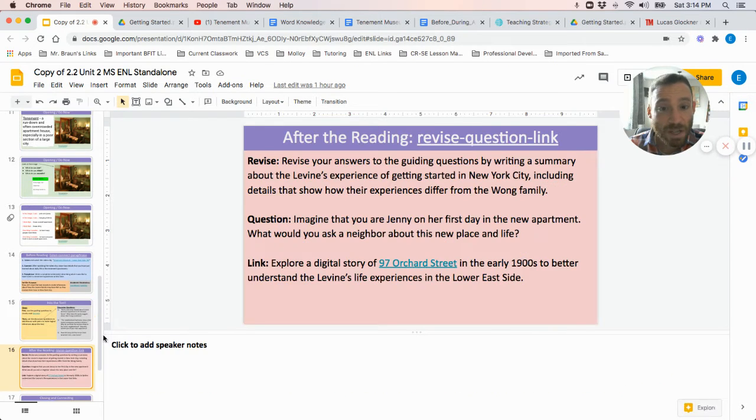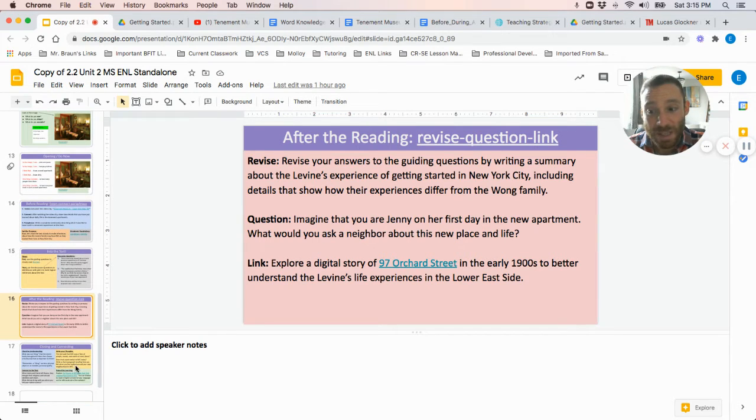As we continue, there's a number of after reading strategies that teachers could use after reading the text. Students could write a short summary of the text. Students could come up with questions that they would want to ask the Levine family. And students could visit the Tenement Museum website to learn about the project they are doing right now, where they are actually rebuilding one of these tenement houses.